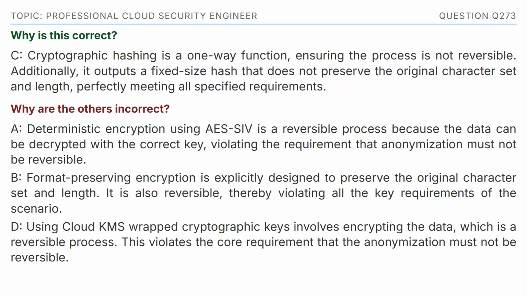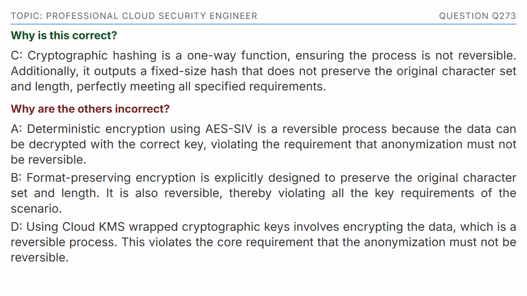Why is this correct? C. Cryptographic hashing is a one-way function, ensuring the process is not reversible. Additionally, it outputs a fixed-size hash that does not preserve the original character set and length, perfectly meeting all specified requirements. Why are the others incorrect?